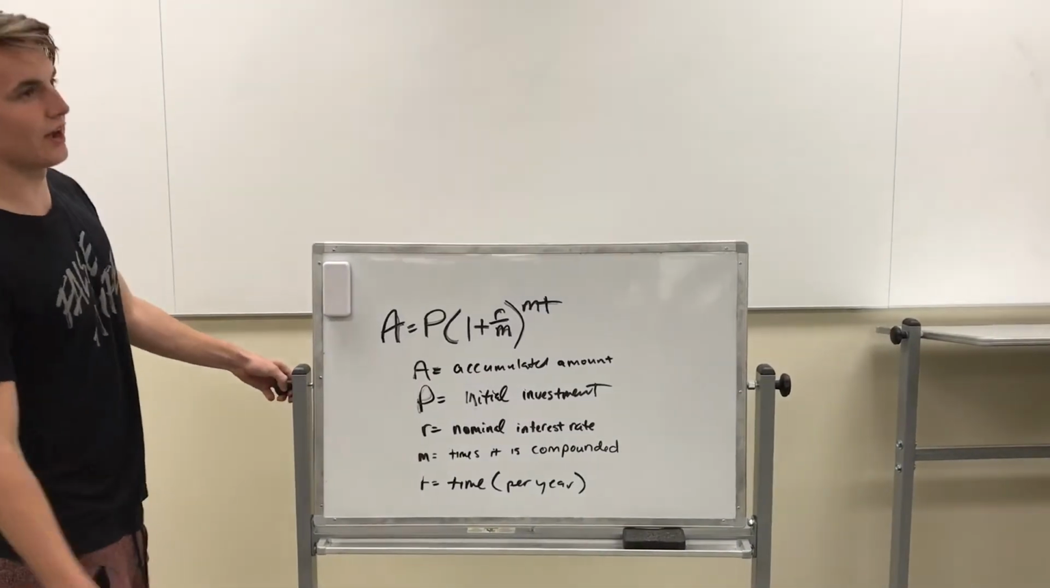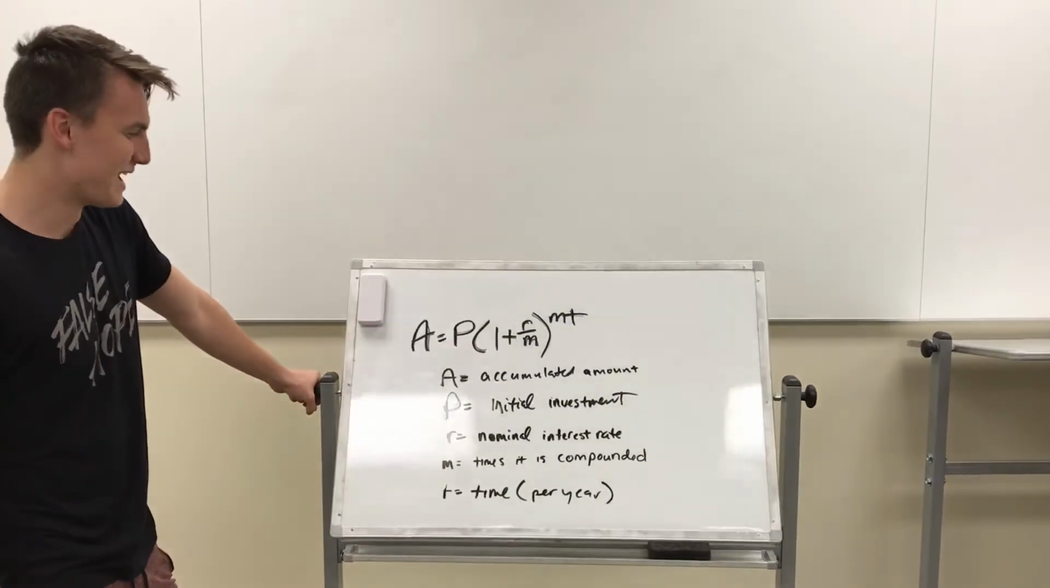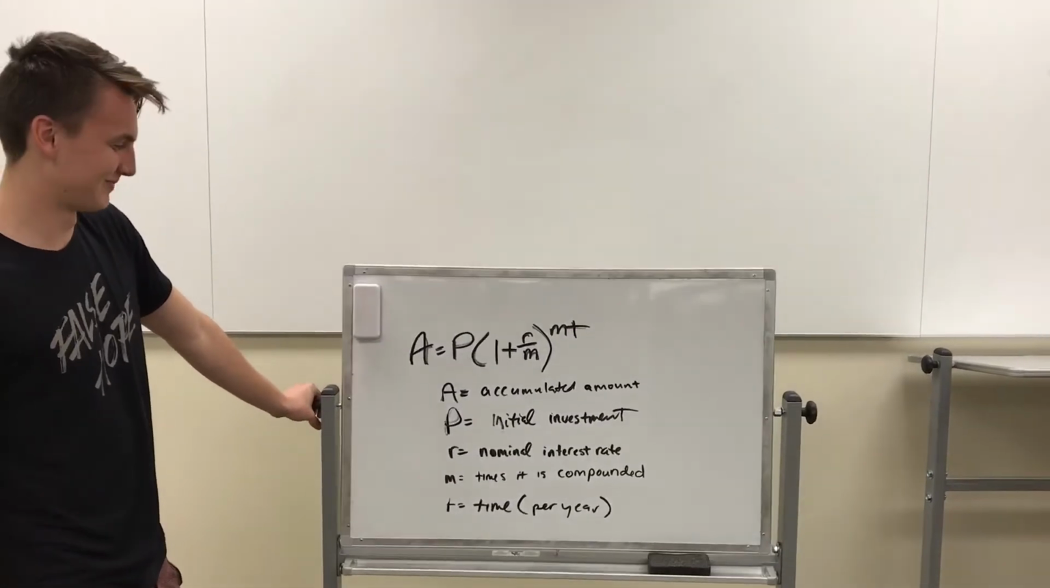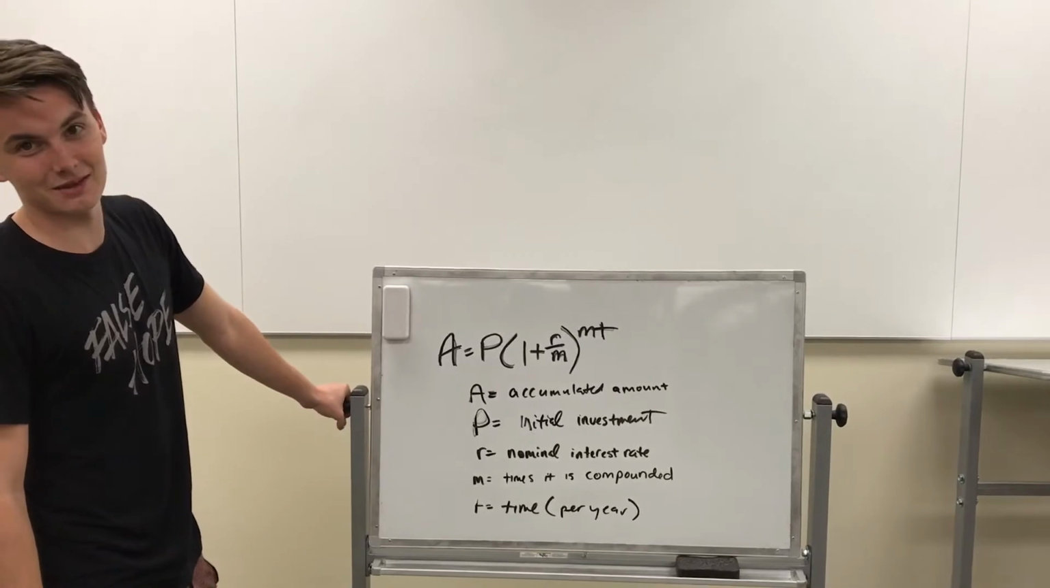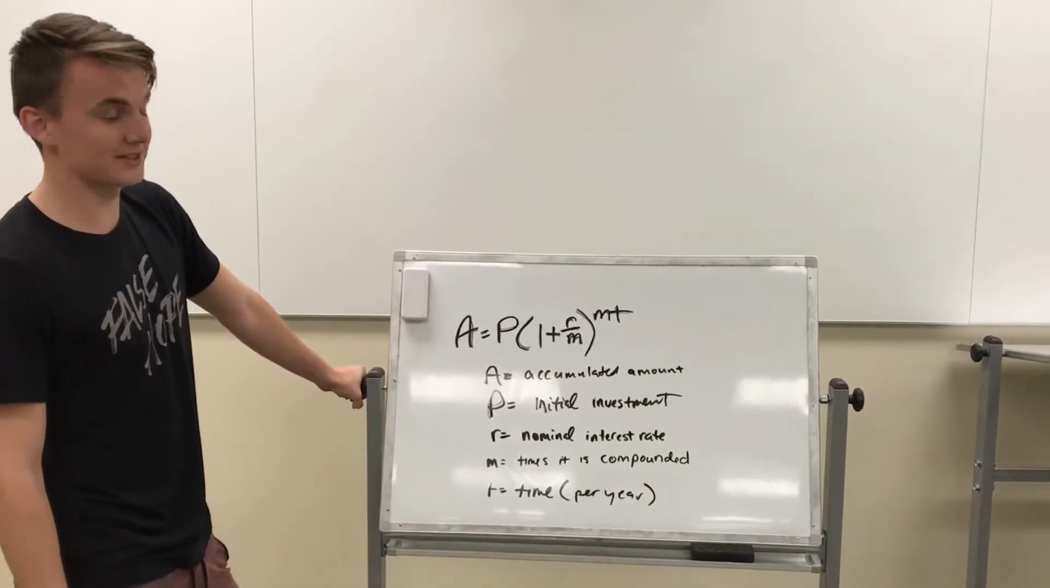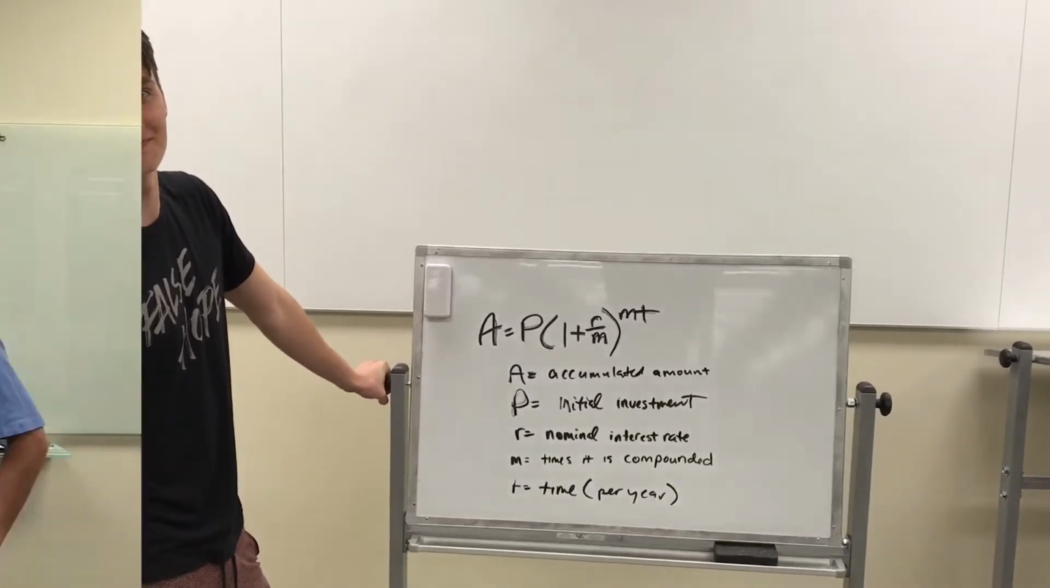A is the accumulated value. P is the initial investment. R is the nominal interest rate. M is the number of times it is compounded. T is the time, usually in years.